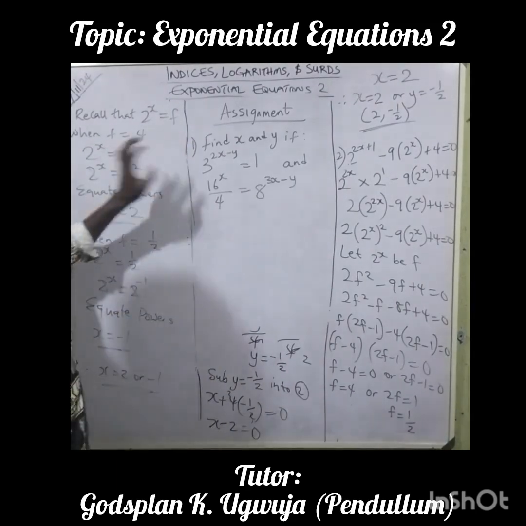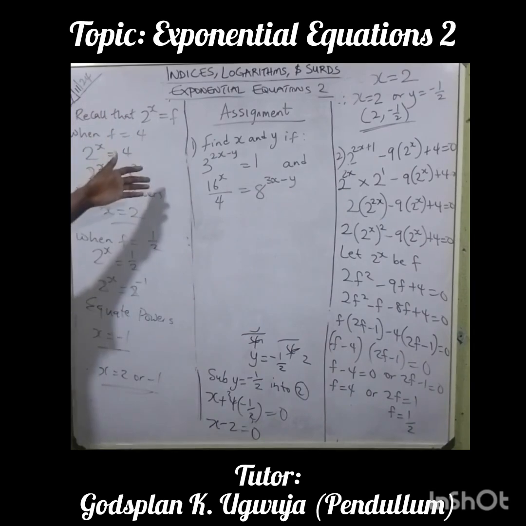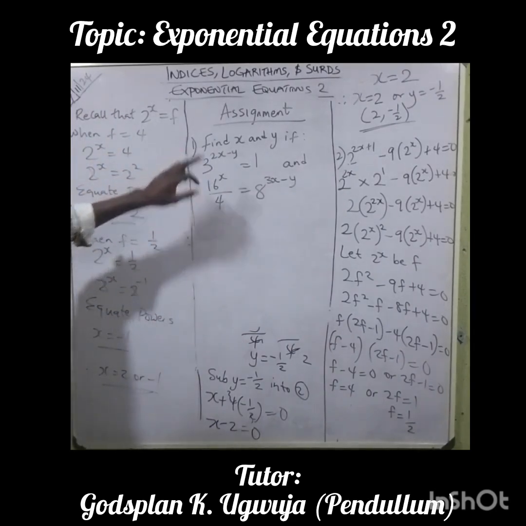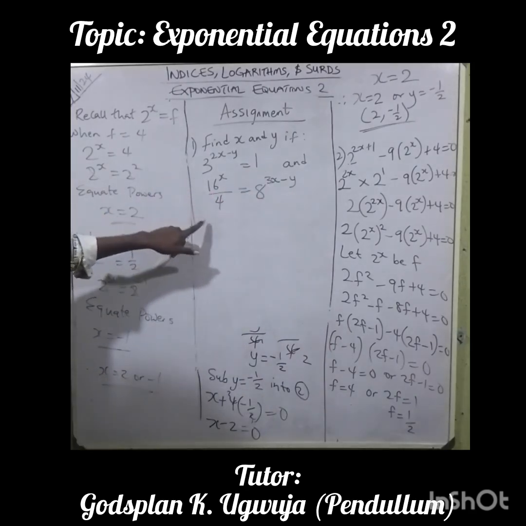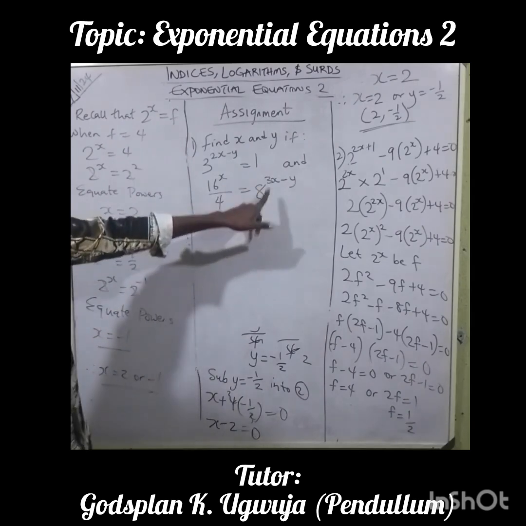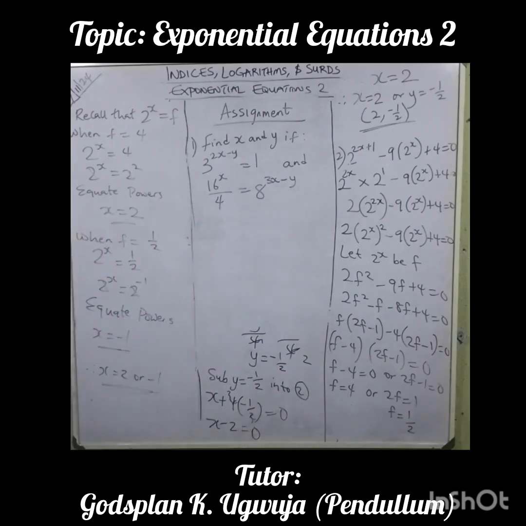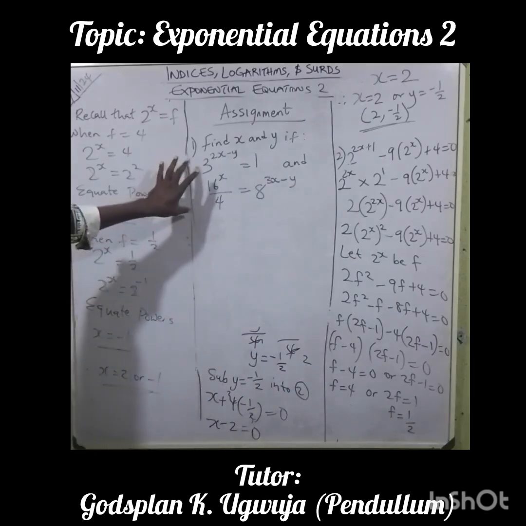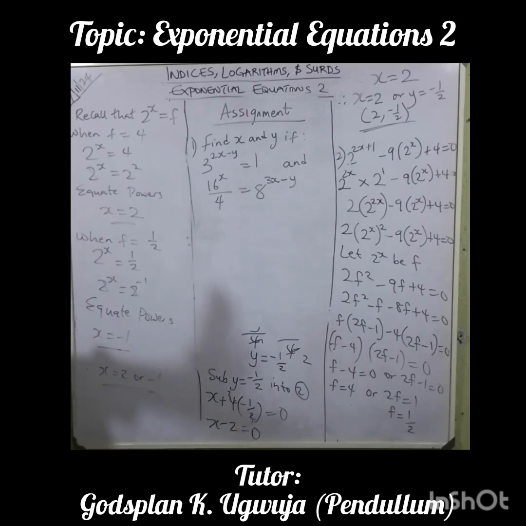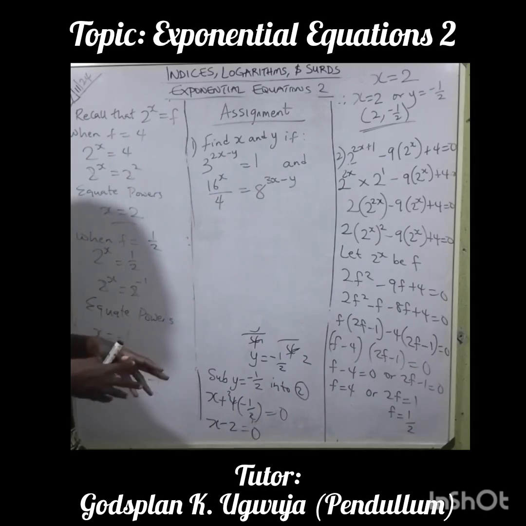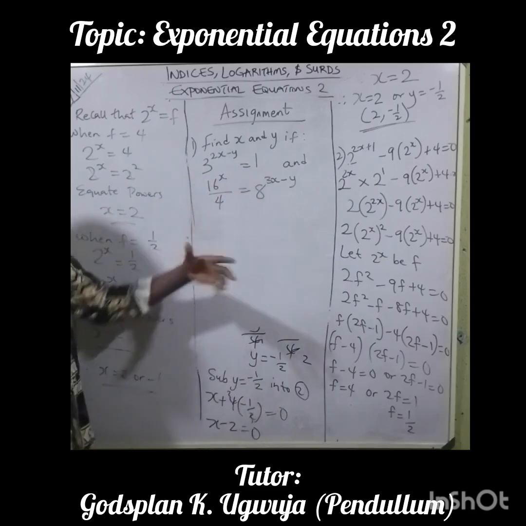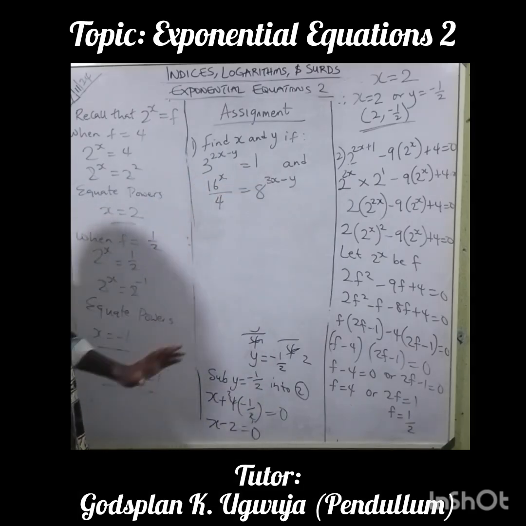This is your assignment. Find x and y if 3 raised to the power 2x minus y is equal to 1 and 16 raised to the power x over 4 is equal to 8 times 3 raised to the power 3x minus y. So this is already, you can see, a simultaneous equation. There are two equations here. All you need to do is resolve both of them to become linear equations.